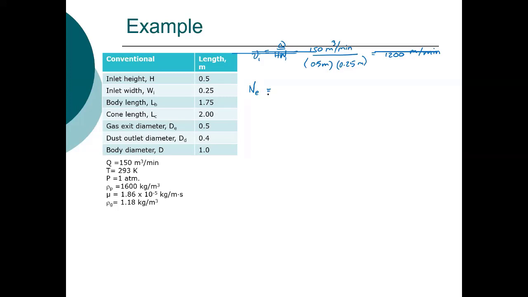N sub E, the number of turns, is equal to 1 over H times L sub B plus L sub C, the cone length, divided by 2. And that is equal to 1 over 0.5 times 1.75 plus 2.0 divided by 2. All of the data here are from that previous table from the reference handbook. And that is equal to 5.5. So we have 5.5 turns of the gas stream in the body of the centrifugal separator.